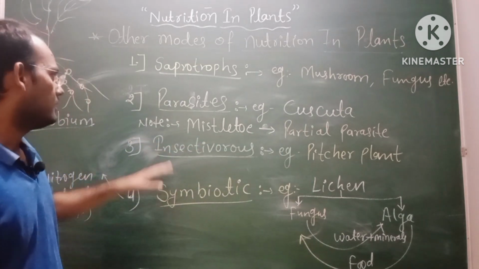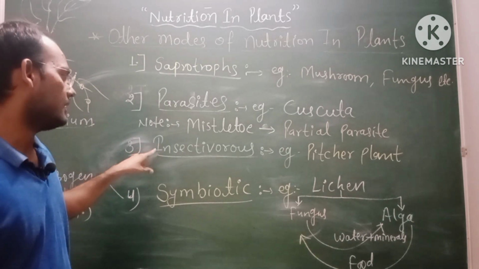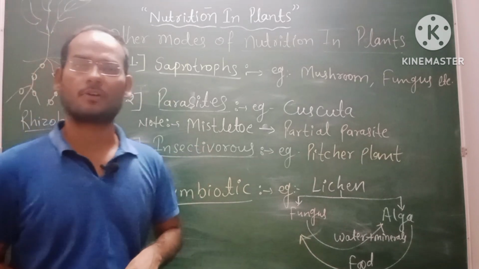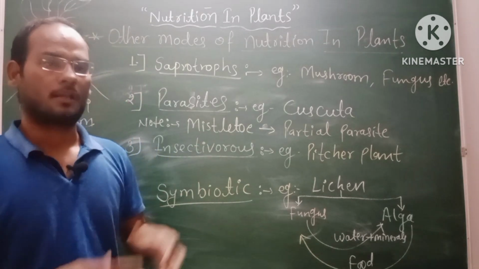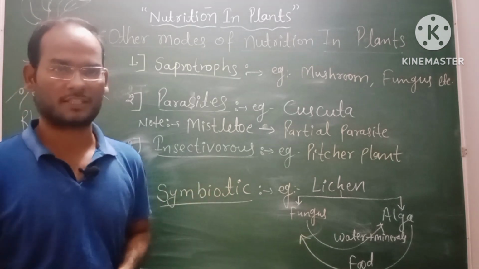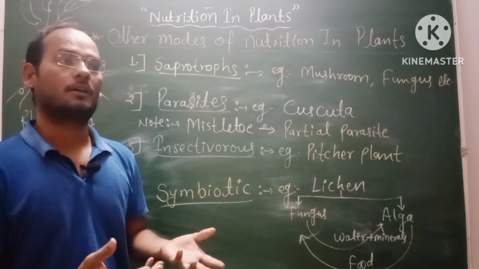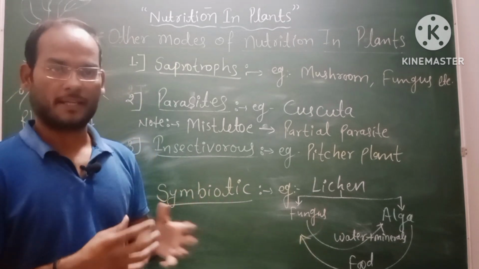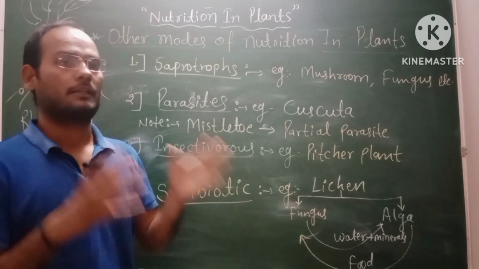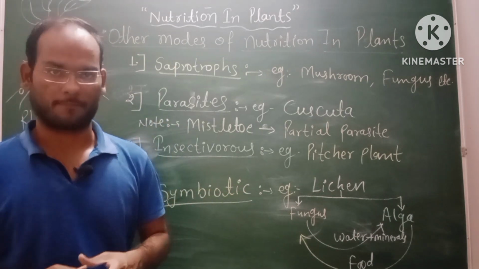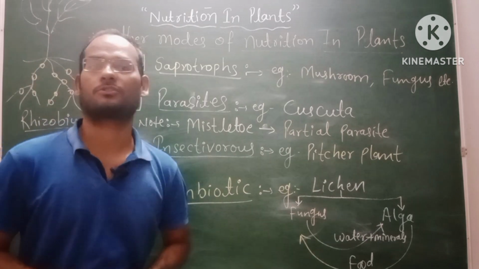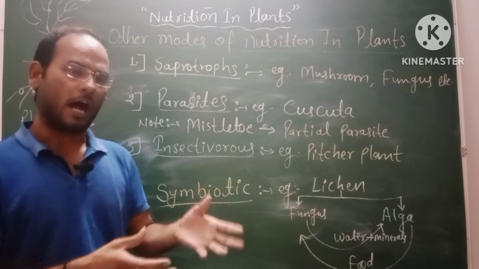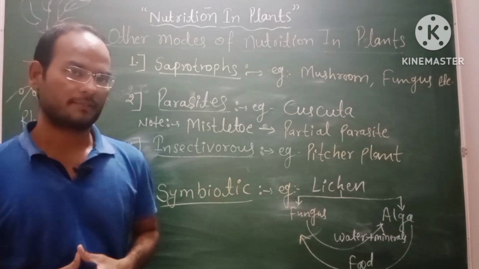Okay, the next mode of nutrition is the insectivorous type. What is insectivorous? Some green plants make their food by the process of photosynthesis, but they depend on others for getting nitrogenous substances. Why? Because they grow in nitrogen deficient soil. So that's why they require nitrogenous substances for growth and to be healthy. So how do they get their requirement?